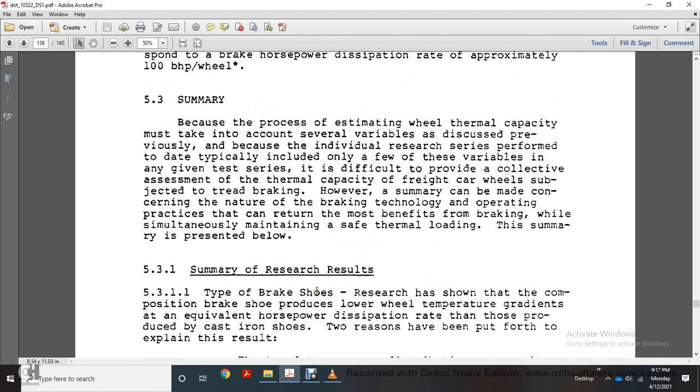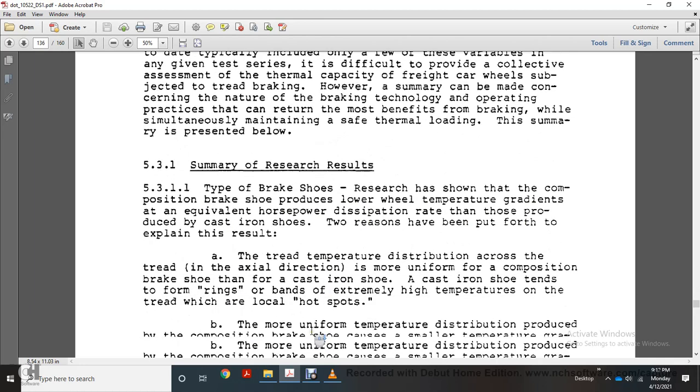Some of the research results: typical brake shoe research has shown that composition brake shoes produce lower wheel temperature gradients, at an equivalent horsepower dissipation rate, than cast iron shoes, for two reasons that have been put forth explaining this result.